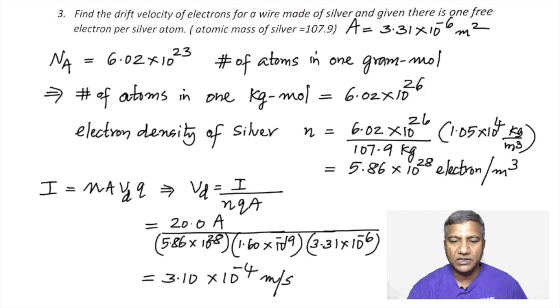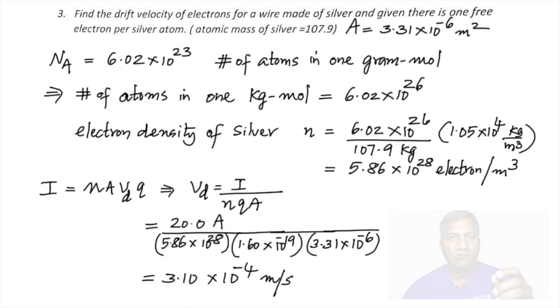So once the current is given, we know the value of N, we know the charge of an electron, and the area is given. Plug it in and we get the drift velocity to be 3.10 times 10 to the negative 4 meter per second. Drift velocity is usually small, and so that makes sense. That's a real small velocity.